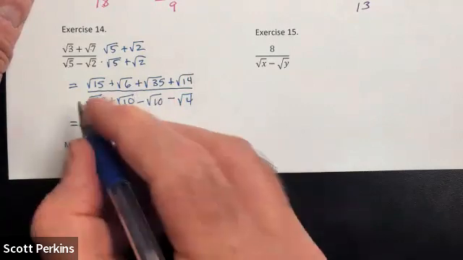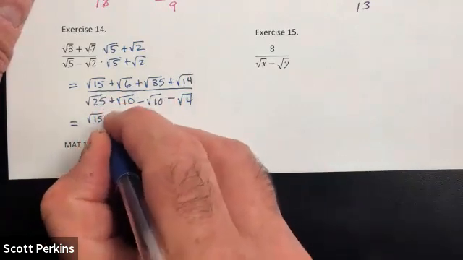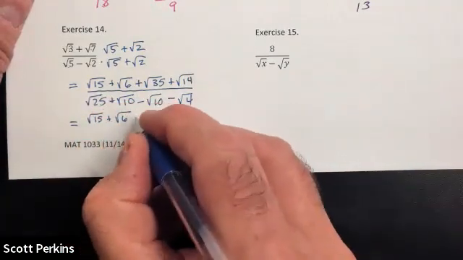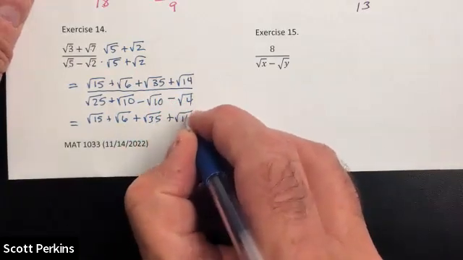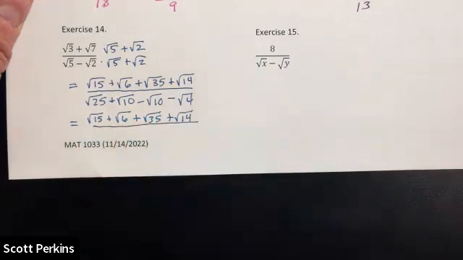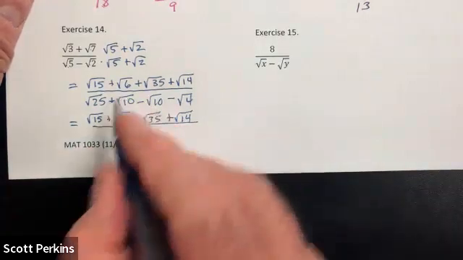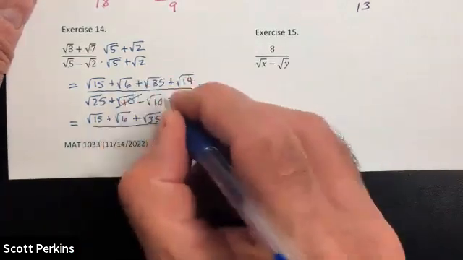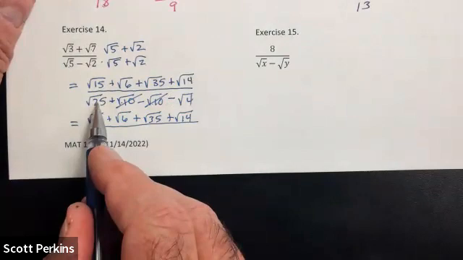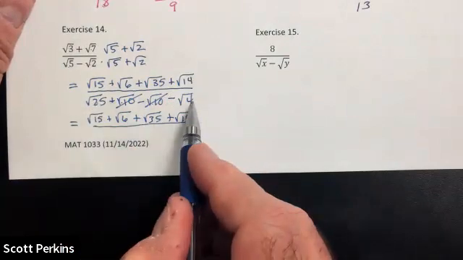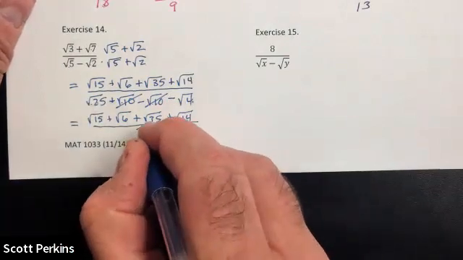So it'll take me a moment to rewrite the top. So there's just 4 terms here. So square root of 15, square root of 6, square root of 35, square root of 14. The bottom of this is going to simplify nice. The square root of 10 minus the square root of 10, those cancel. Square root of 25 is 5. Square root of 4 is 2. So 5 minus 2 is 3.